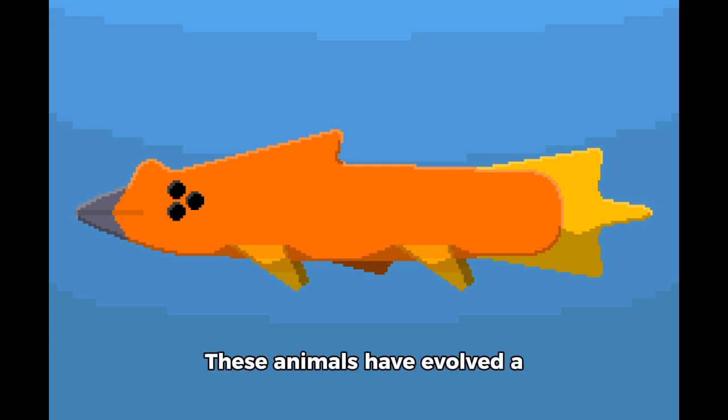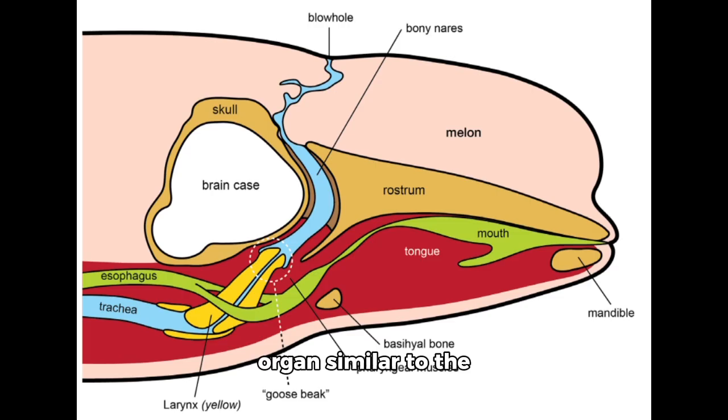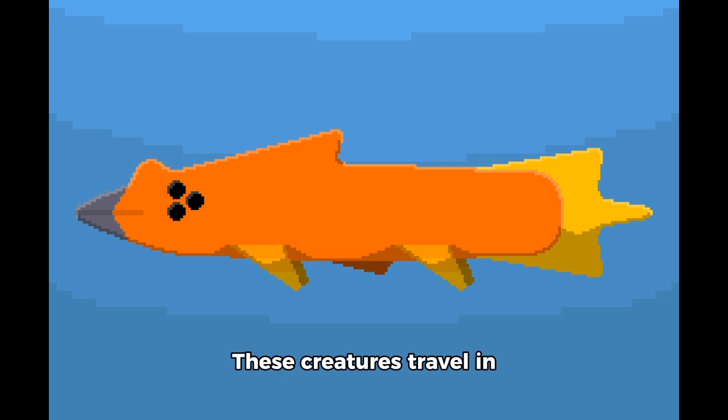These animals have evolved a highly specialized way of communicating with one another. They have evolved an organ similar to the melon of beluga whales. This will help reverberate their deep, booming growls, which they use to communicate with one another. These creatures travel in packs of up to 5 individuals, hunting for any prey they can find.